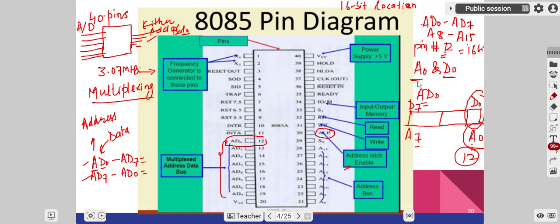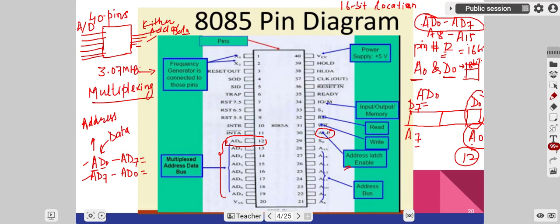Okay, and whenever we have addressed a particular location, for example, this is memory, and we have addressed this location with the help of its particular address, then we can access the 8 bits of data stored in that location with the help of these lines, which can be used as data lines also.